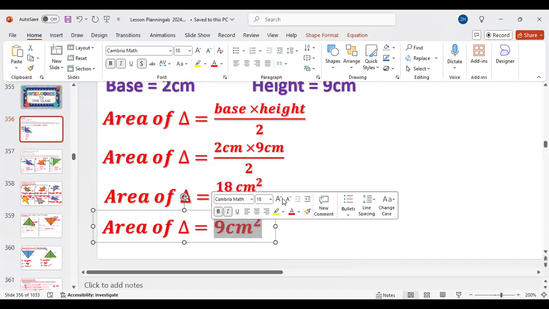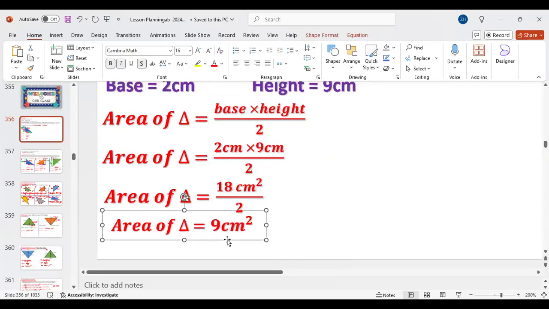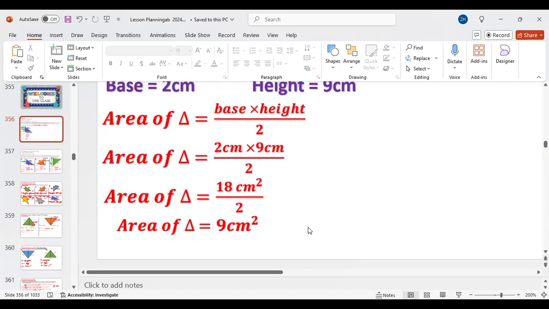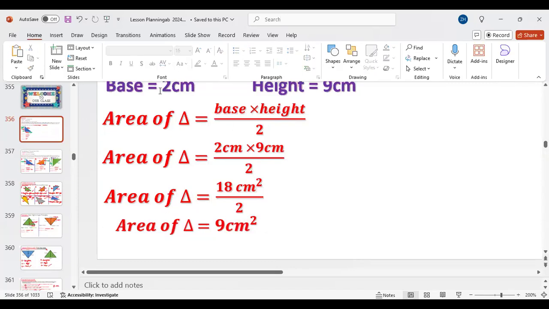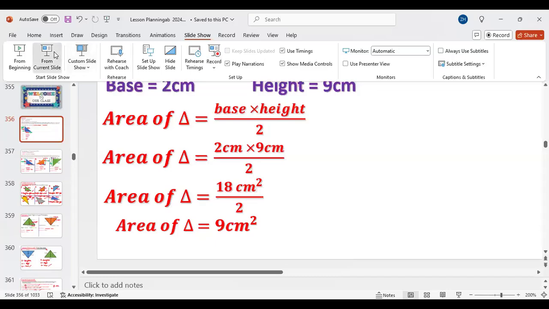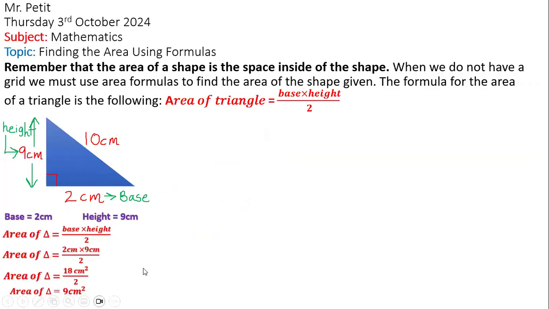Antoine, where's Antoine? Can you explain how I got 9 centimeters squared? You got 9 centimeters squared by multiplying base times height, and then you divided your answer by 2, which gives you 9 centimeters squared. Why is 2 the base? So why didn't I use 10 up here? Is 10 the base or is 10 the height?